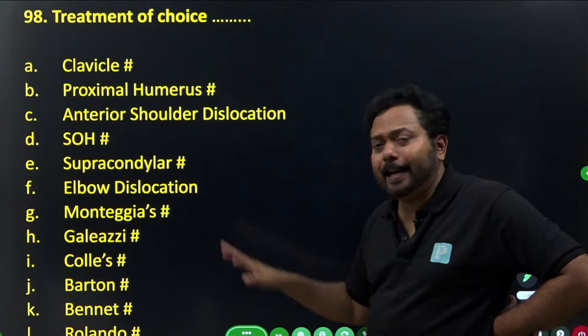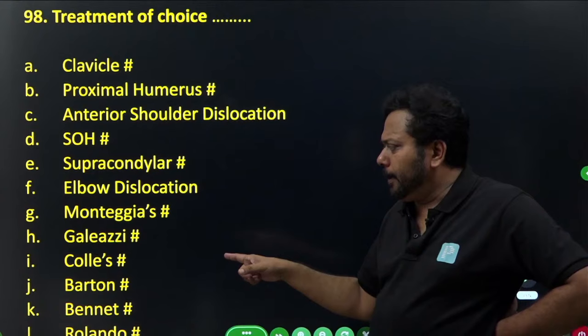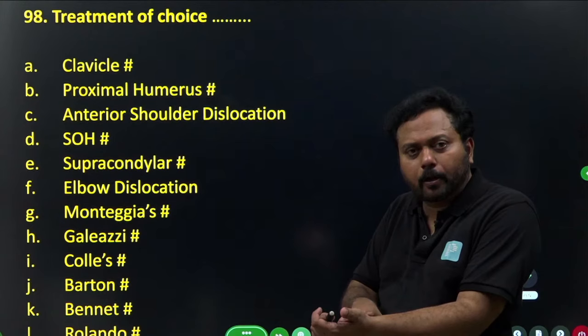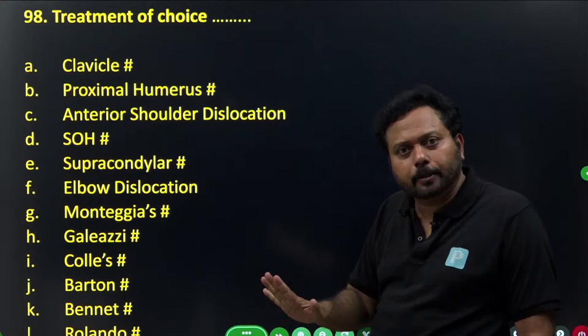Galeazzi fracture, whether child or adult, no problem. 100% it needs surgery, so it's called a fracture of necessity. Open reduction internal fixation with long plate and screw. The word long is very important because Galeazzi fracture is a fracture of the lower third radius with distal radioulnar joint subluxation. Only a long plate will stabilize the distal radioulnar joint subluxation.